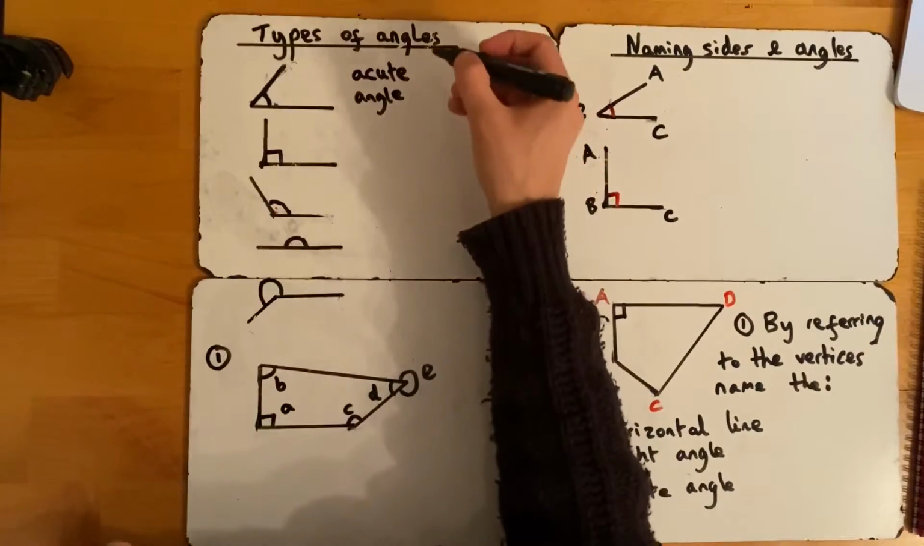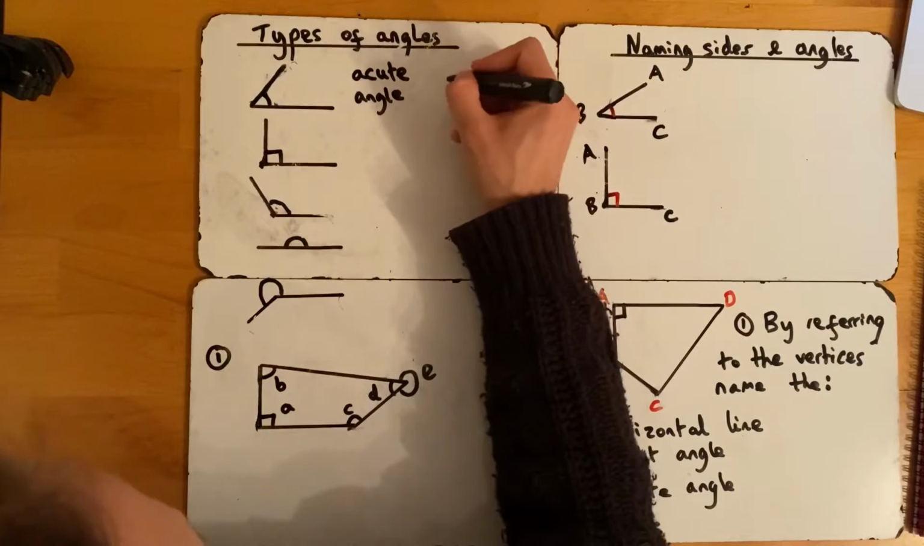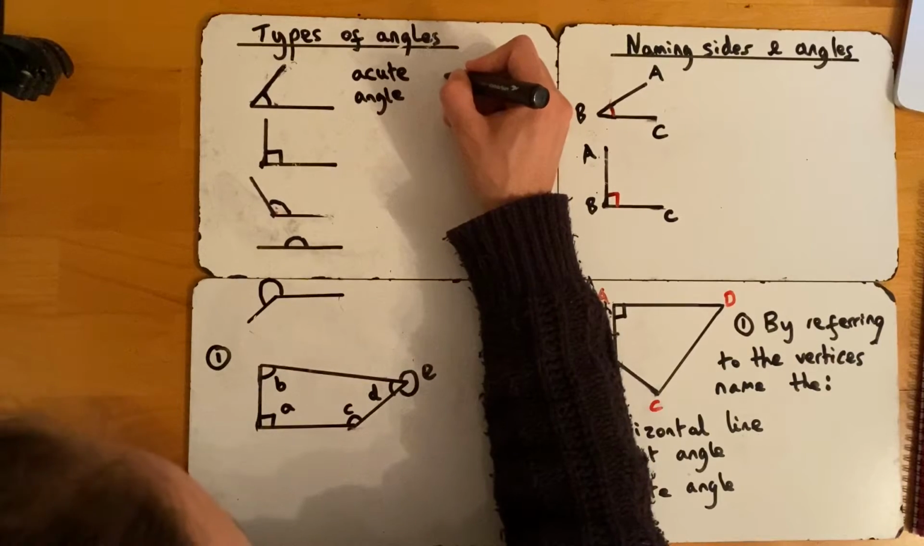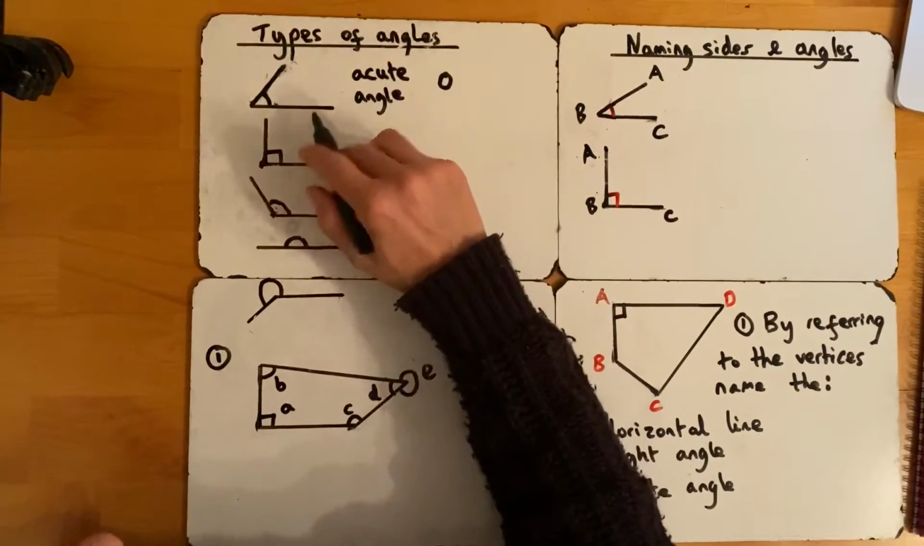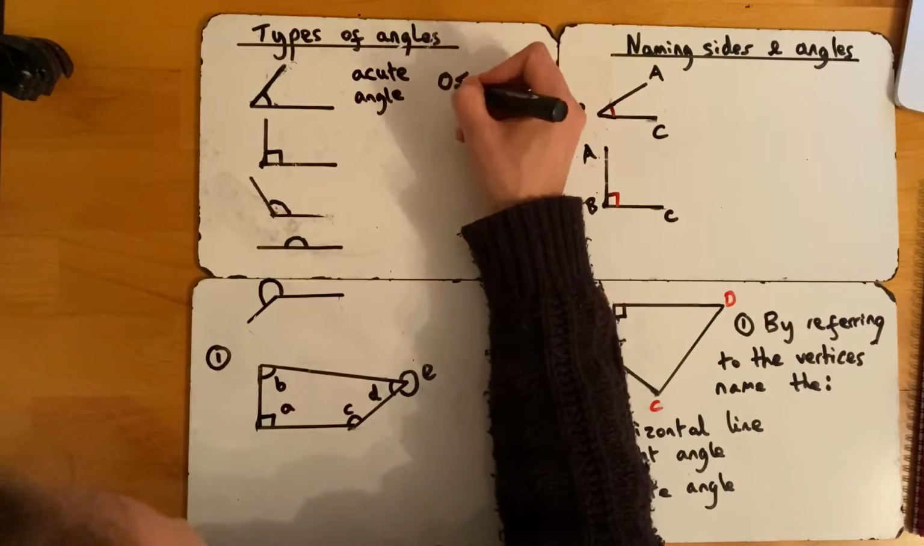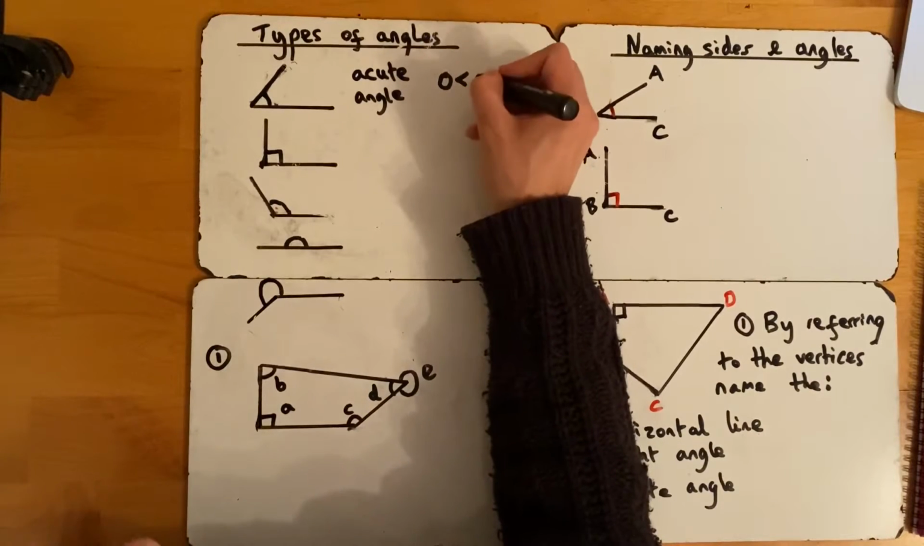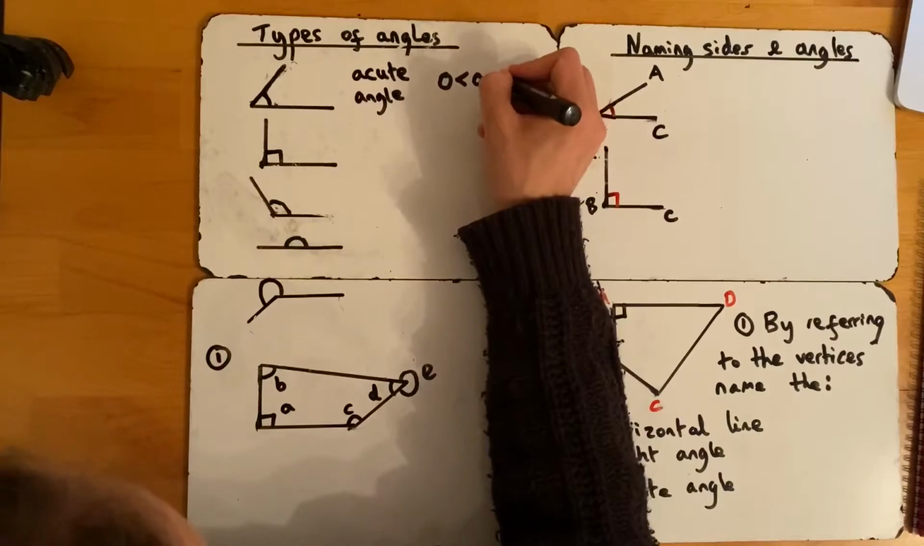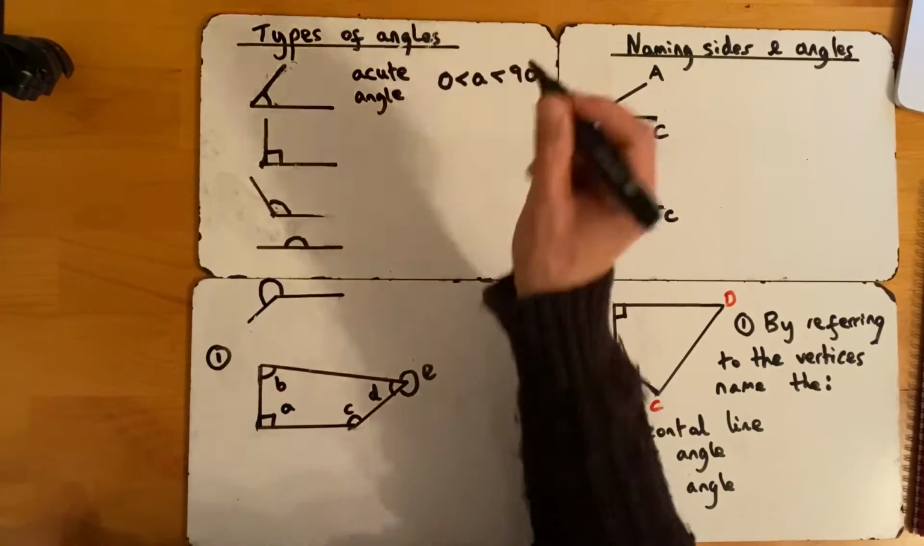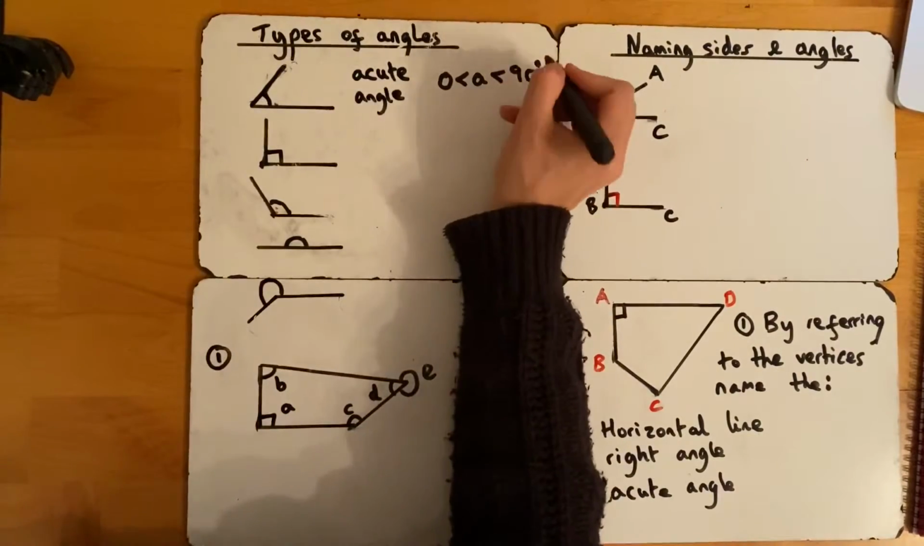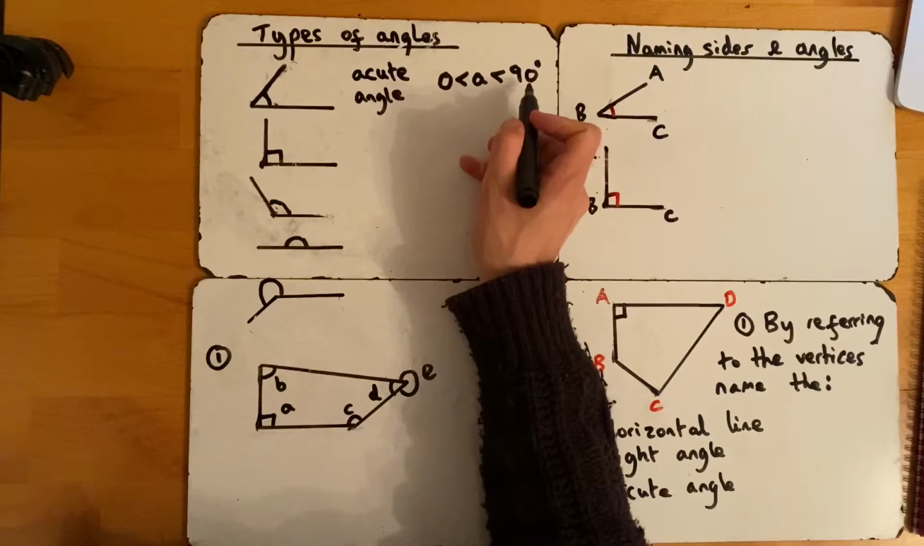And any angle that is more than 0 degrees, so if you remember the greater than, less than symbols, it's more than 0, so you put here, it's more than 0, and I'll just put A for angle, but it's less than 90. You can write it like this. So acute angle is more than 0, but less than 90.